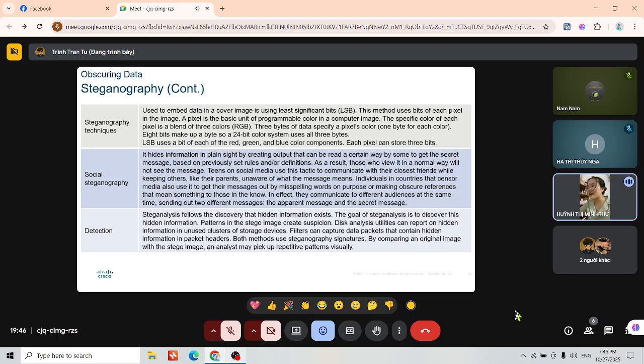Detection follows the discovery that hidden information exists. The goal of a steganalyst is to discover this hidden information. Both methods use a steganography signature by comparing an original image with the stego image. An analyst might pick up a repeated pattern visually. And the next slide.